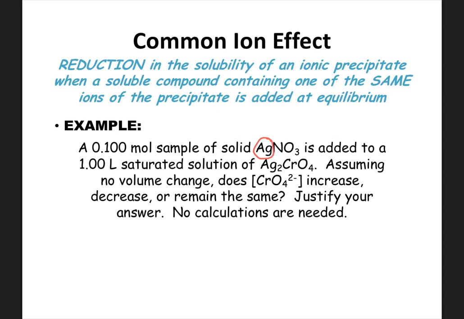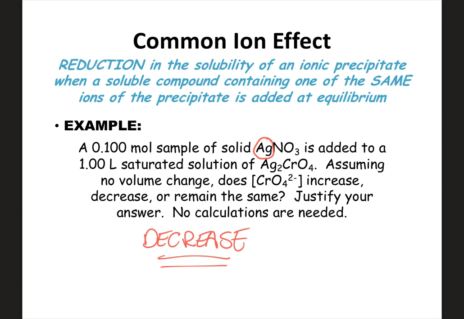All right, so what that means is if we add this silver nitrate here to the silver chromate, the substance is going to be less soluble. So that means less of the ions will form and it will stay in the solid form more. So does the concentration of the CrO4 2- increase, decrease, or remain the same? It's going to decrease here because of the common ion present.